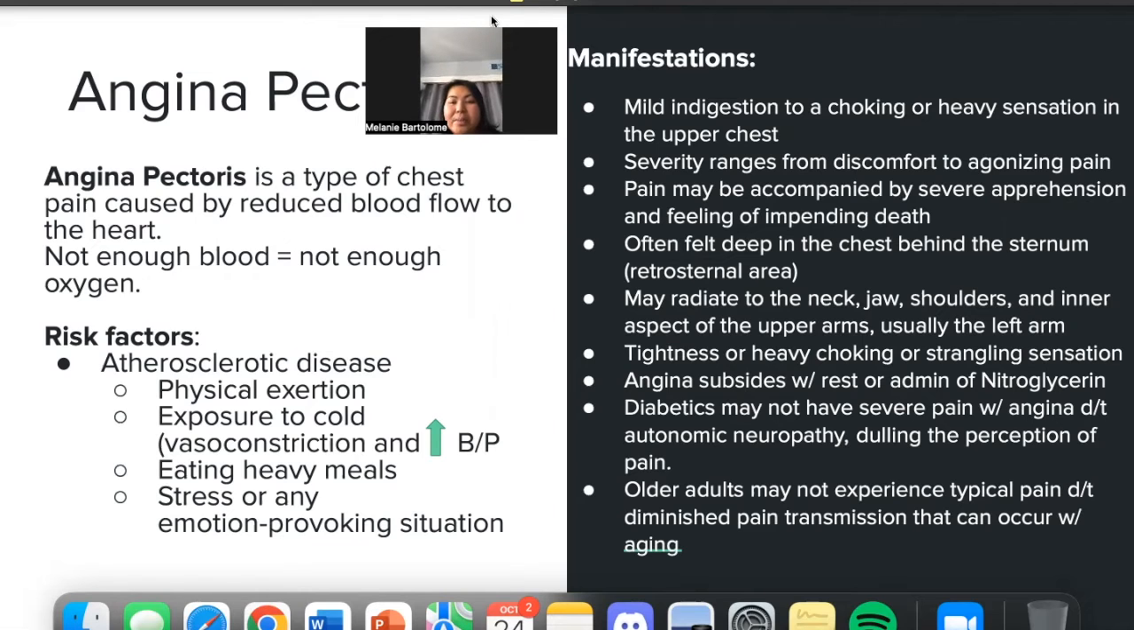Angina usually subsides with rest and administration of nitroglycerin. Diabetics may not have severe pain with angina due to autonomic neuropathy, which dulls the perception of pain. Older adults may not experience typical pain due to diminished pain transmission that can occur with aging.